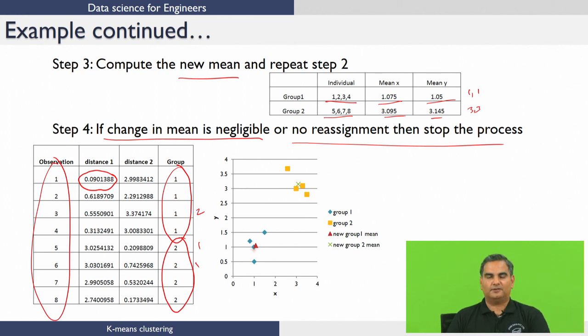So, this is a very simple technique. Now, you notice this technique is very easily implementable. It does not matter the dimensionality of the data. You could have 20 variables, 30 variables, the procedure remains the same. The only thing is we have to specify how many clusters there are in the data.